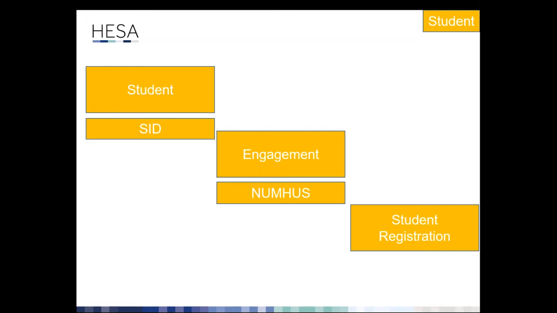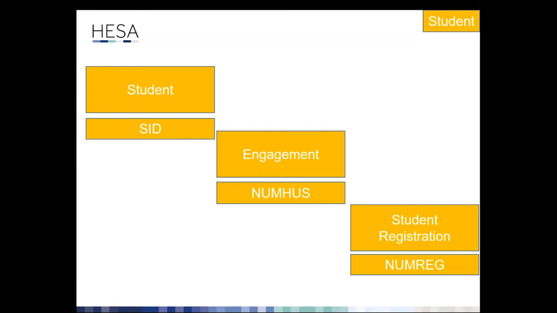And then on the student registration level, the NumReg. So again, this only needs to be unique within a specific engagement. So the 3 identifiers combined, the SID, the NumHus, and the NumReg, together uniquely identify any individual student registration. If you took the NumReg on its own, it wouldn't uniquely identify a registration necessarily, but the 3 identifiers together would allow us to identify any specific registration a student has with a provider.